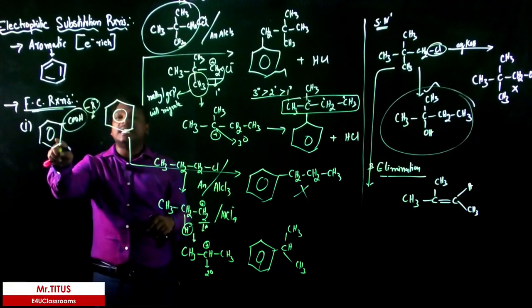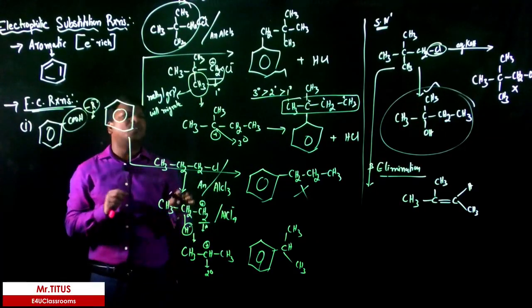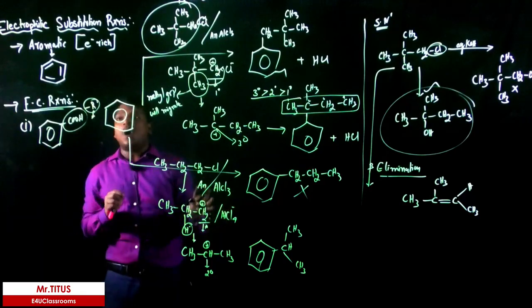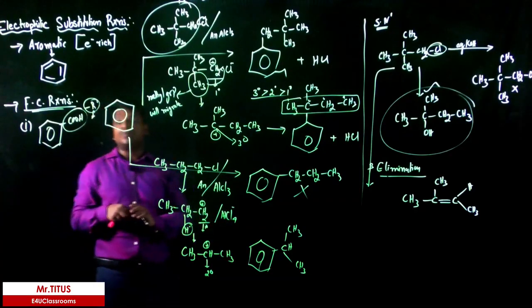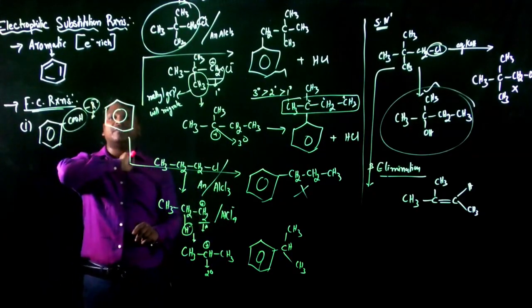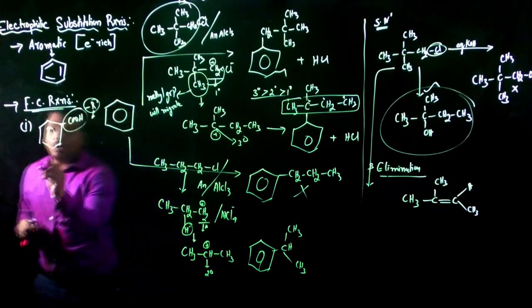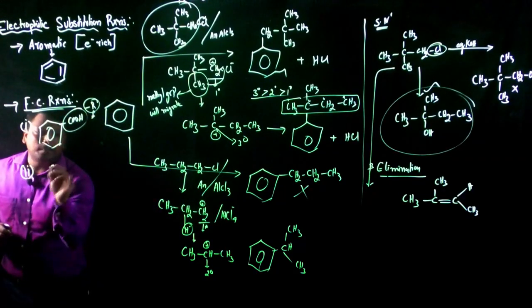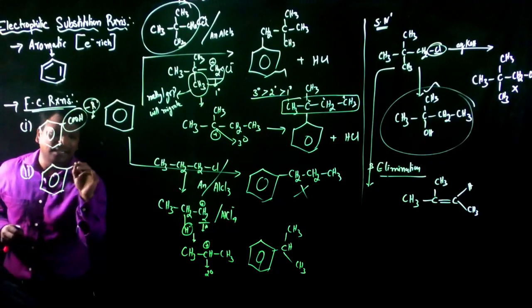Since benzoic acid is a deactivating group, generally Friedel-Crafts reactions will be very slow for deactivating groups, or we can say the reaction will not be possible. So benzoic acid will not undergo Friedel-Crafts reaction because it is a deactivating group. Now, maybe one more example is aniline.